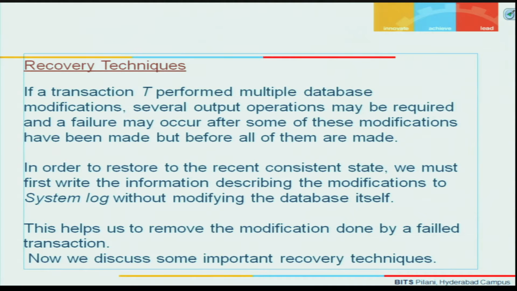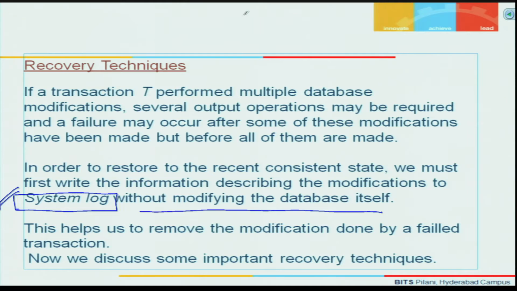In order to restore to the recent consistent state, we must first write the information describing the modifications to the system log. The system log is the place where we store all the information related to a transaction under execution and the modifications done by that transaction to the database. Before directly modifying the database, the transactions will have to write the information about the modification onto the system log, and when this kind of system log is available, this will help us to remove the modifications done by failed transactions.